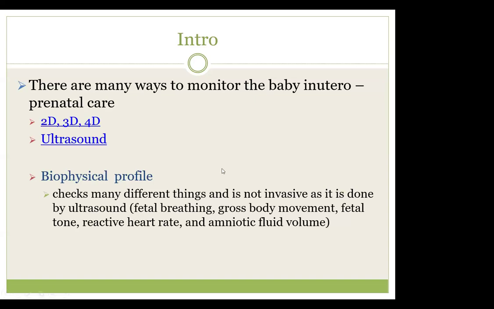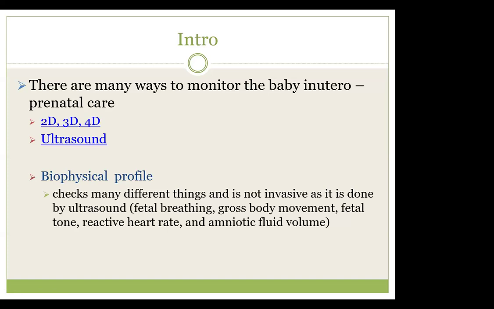Okay, there's many ways to monitor a baby in utero. So we've talked about all the things that can go wrong with the mom and the pregnancy and all that stuff. But there's tons of ways to monitor a baby in utero. And we're going to talk about some of these different ways to monitor the pregnancy.